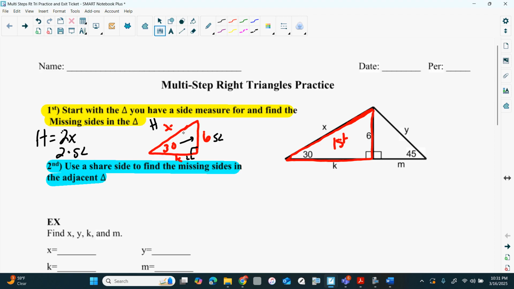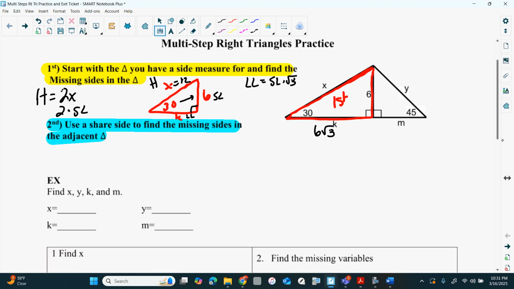So if I double that, my x, my hypotenuse, is just going to be 12. And to get the long leg, the rule is take whatever your short leg is and multiply it by root 3. That means my k down here is 6 root 3. So my hypotenuse was 12, and my k was 6 root 3.